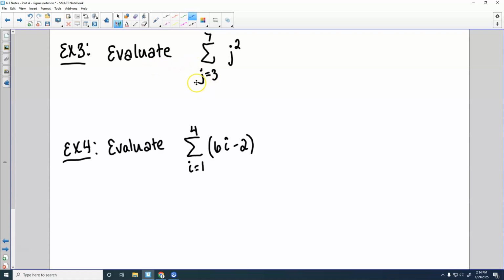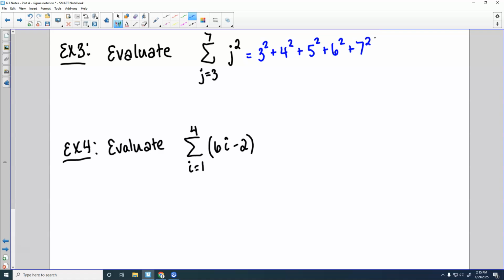If I'm asked to evaluate the summation where j equals 3, and I'm going to 7, of j squared. So I told you we don't always have to use the letter i. In this case, there's a j, but j is in your formula, so that's what you're replacing with that value. So this would be 3 squared plus 4 squared plus 5 squared plus 6 squared plus 7 squared. We'll grab the calculator for that one.